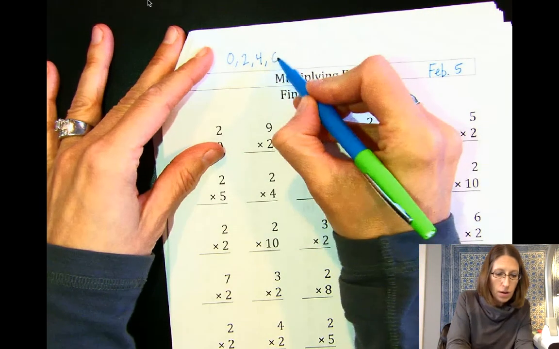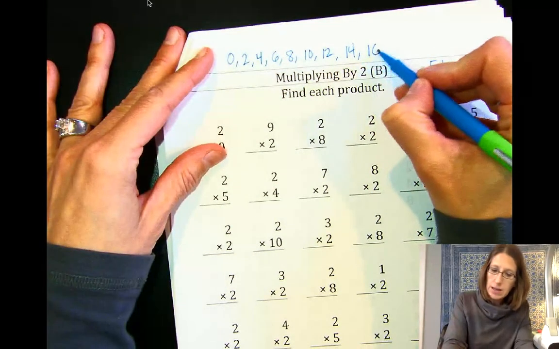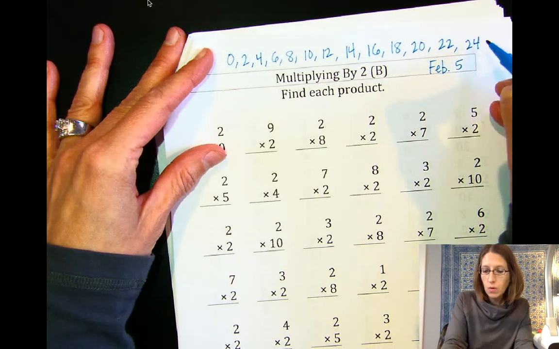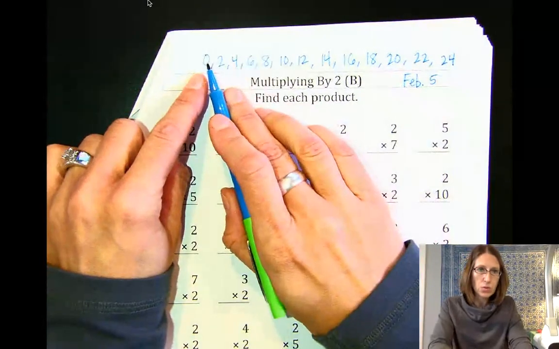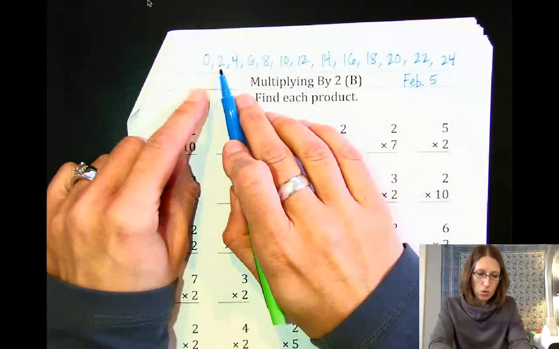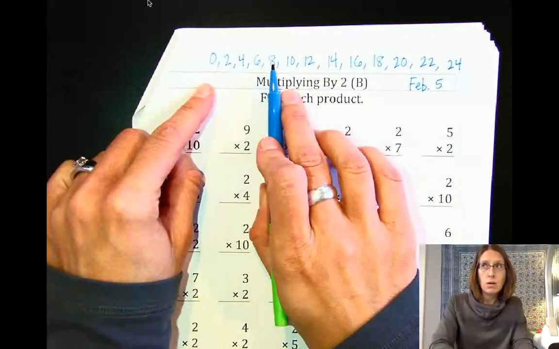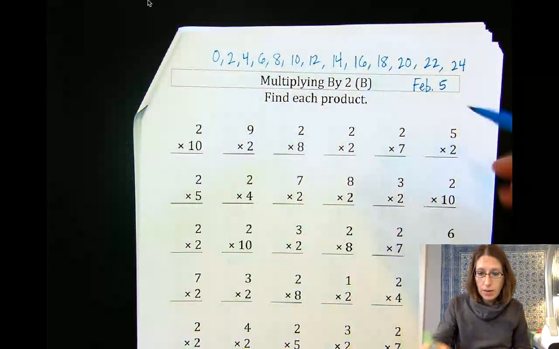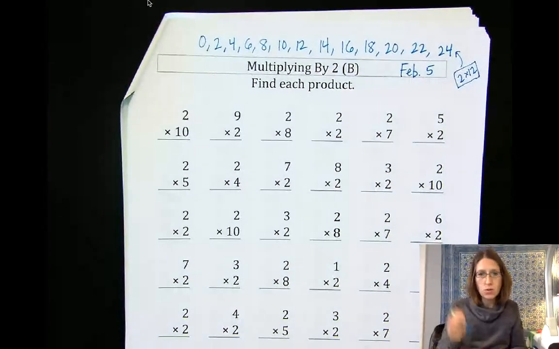0, 2, 4, 6, 8, 10, 12, 14, 16, 18, 20, 22, 24. We'll go all the way to 2 times 12. So this one, 0, would be 2 times 0, 0. 2 times 1 is 2. 2 times 2 is 4. 2 times 3 is 6. 2 times 4 is 8. So we can use these to help us. And way over here, this one would be 2 times 12, or 12 times 2. If you wanted to do that to help you, you could.